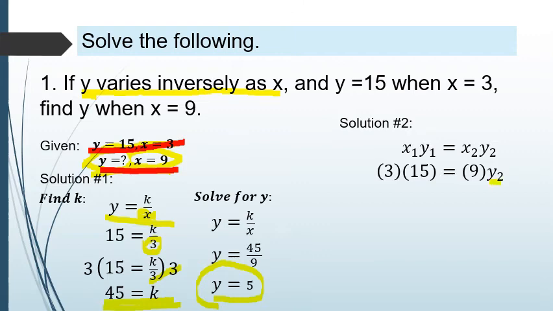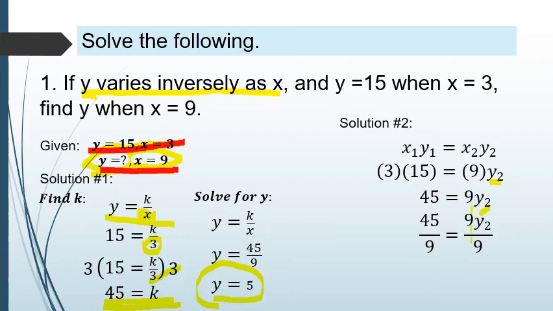So, i-multiply natin ang 3 and 15. Magkakaroon tayo ng 45 equals 9 times y of 2. Hindi yan exponent, ha? That is a subscript. So, ibig sabihin yung pangalawang y. Para mawala yung 9, para makuha natin ang value ng y of 2, i-divide natin both side ng 9. So, magkakaroon tayo ng 45 over 9 equals 9 y sub 2 over 9.